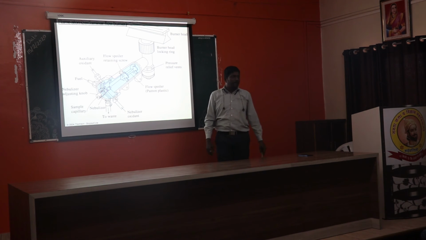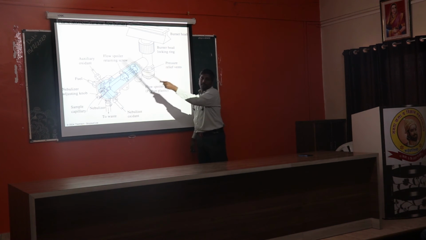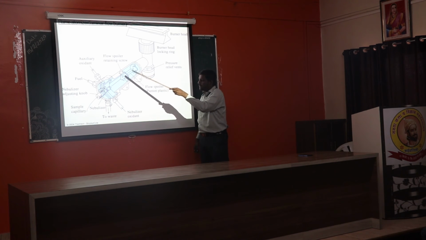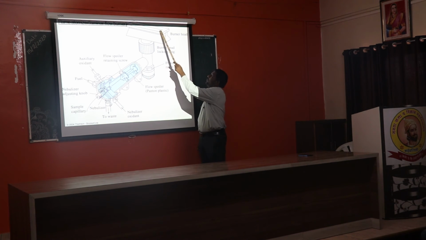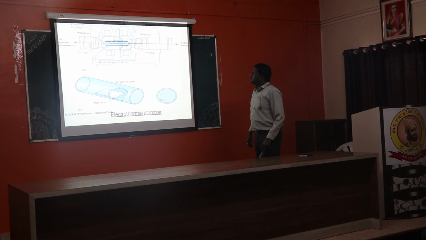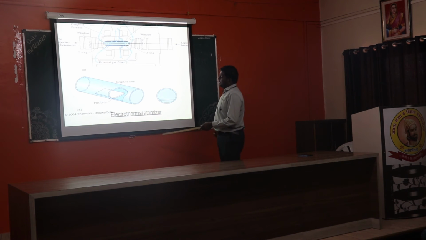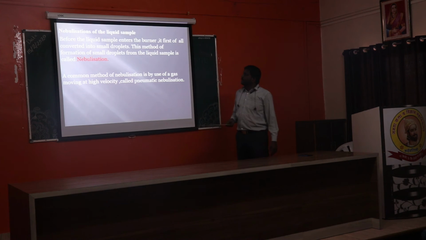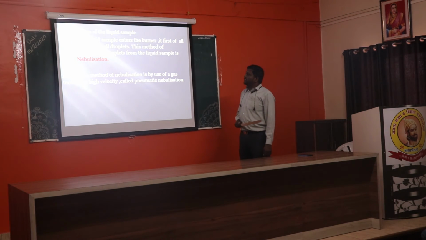You will see the flame. So the actual assembly is like this. These types of parts are there, and we will see the flame above this part. That is the burner head. Okay, next one. Now see here again, electrothermal atomizer, the second type of atomizer.